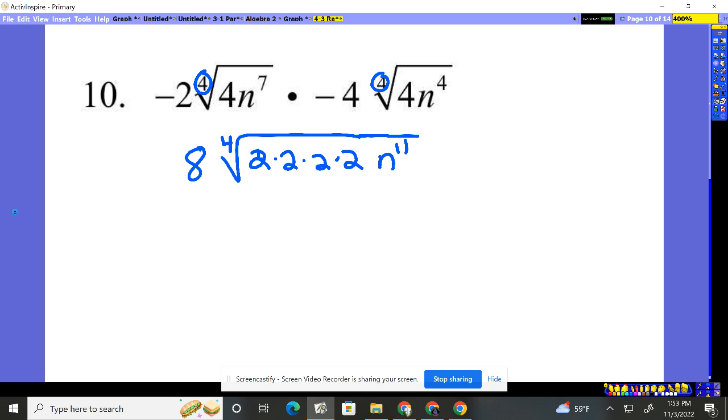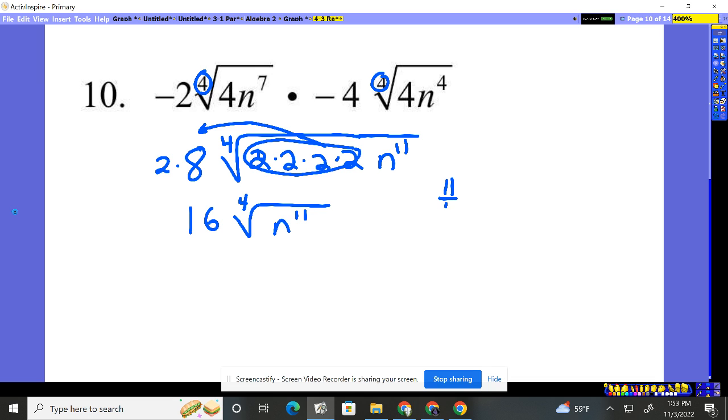So, fourth root, I need 4 to come out. I can see that I'm going to bring a 2 out. So that's going to give me 16. We still have n up into the 11th. Now think about it. You have 11, you're putting them in groups of 4. You're really doing 11 divided by 4. 4 goes into 11 how many times? 2 times with a remainder of 3. That means you're going to be able to get 2 of them outside, and you're going to have 3 left on the inside.